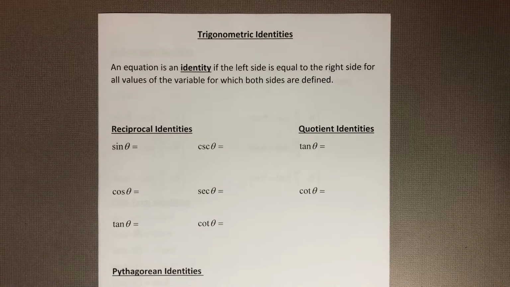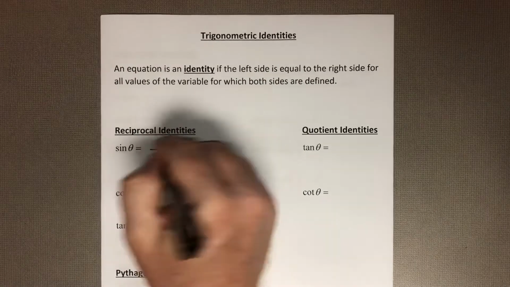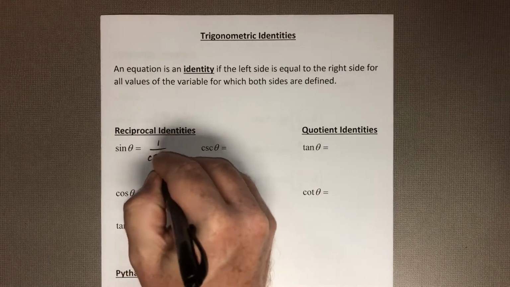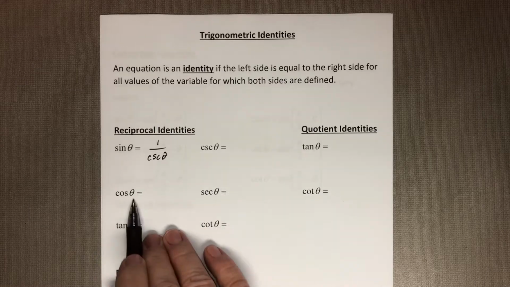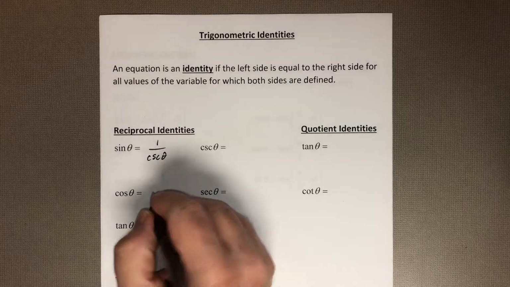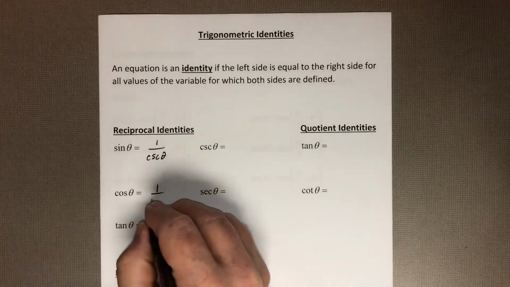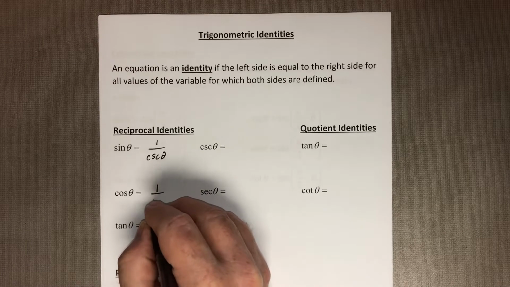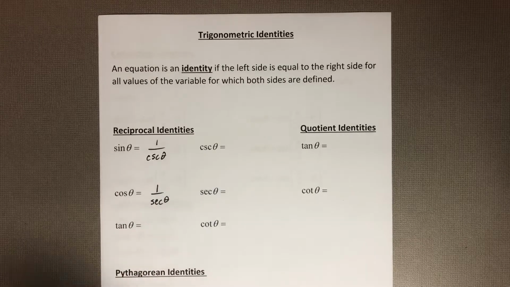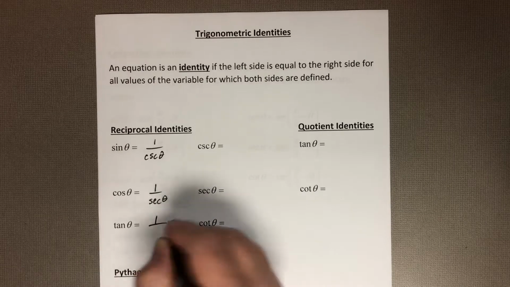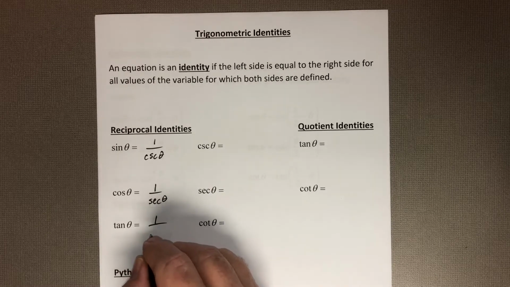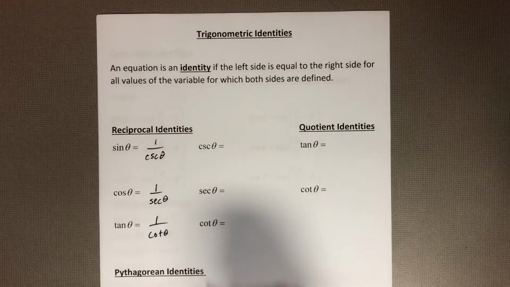The reciprocal of the sine of theta is, of course, 1 divided by the cosecant of theta. The reciprocal of the cosine is 1 divided by the secant of theta. And the reciprocal of the tangent is the reciprocal of the cotangent of theta.